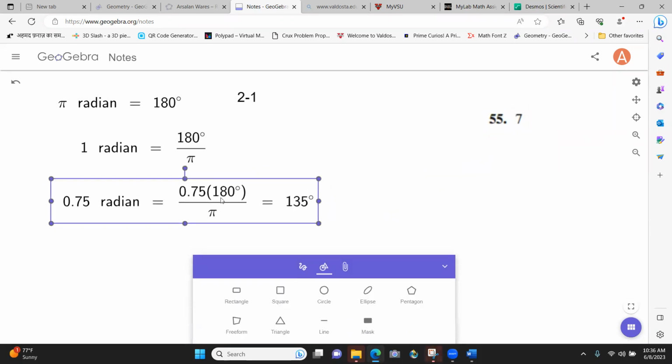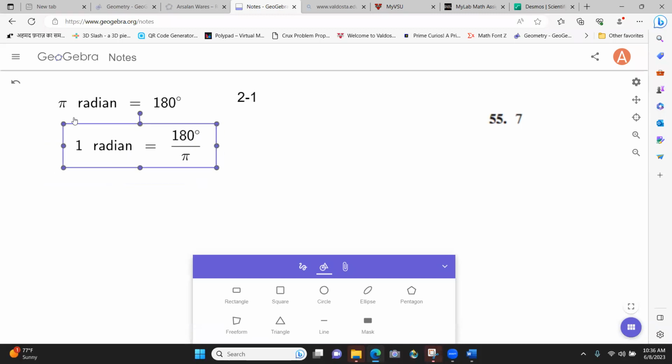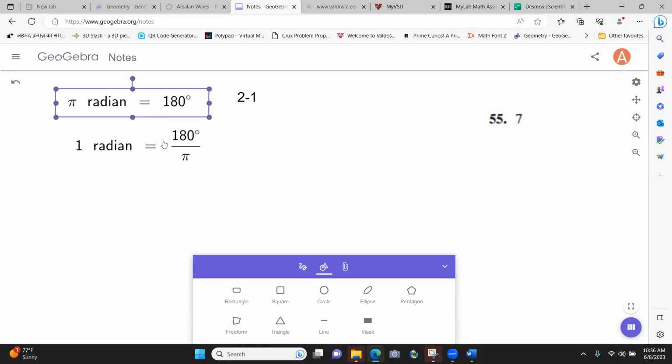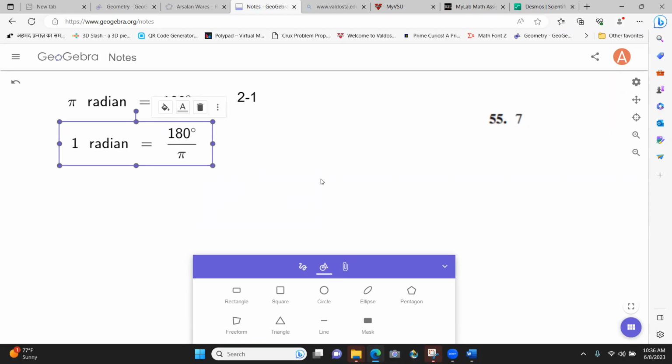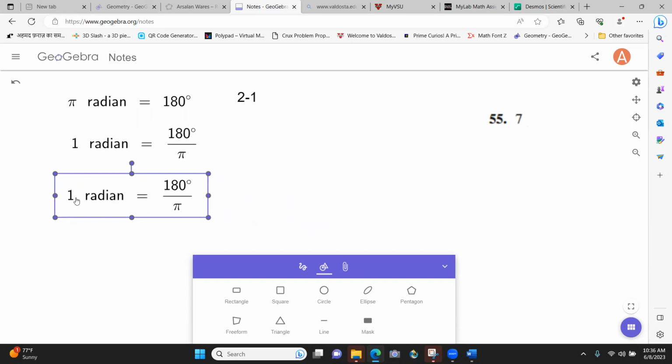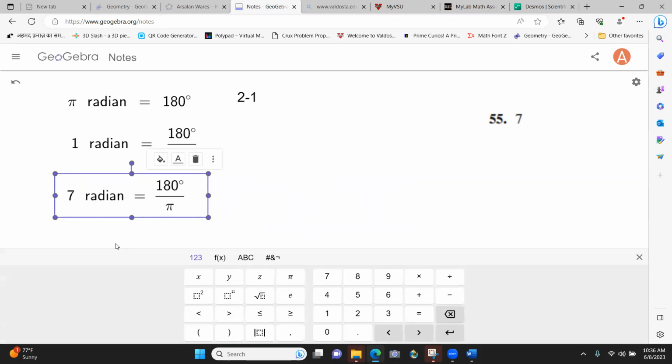So I'm going to go back and use the same strategy. I know pi radians is 180 degrees. I know that. I divide both sides by pi and I get something like this. I'm going to multiply both sides by 7 because that's what I'm looking for. So 1 times 7 is 7, and 7 times 180 is, I think I can do it in my head. What's 7 times 180? 700.